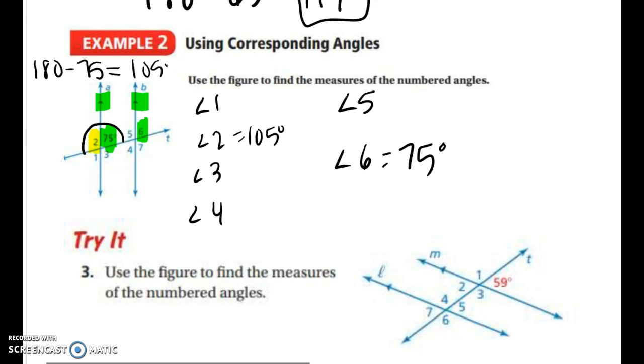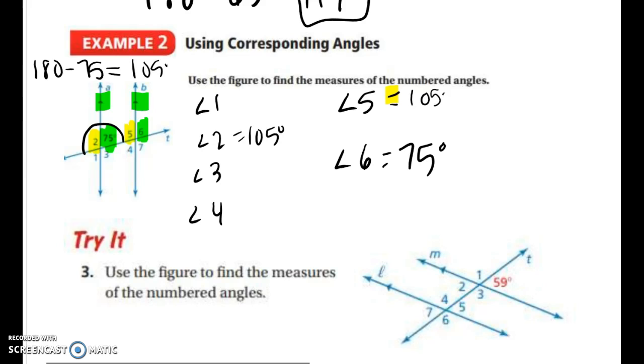We know that angle 2 corresponds with angle 5 because they are both in the top left corner. And so if angle 2 is 105 degrees, that also means that angle 5 is 105 degrees. So now we just need to find angles 1, 3, 4, and 7. So there's actually two ways of doing this.